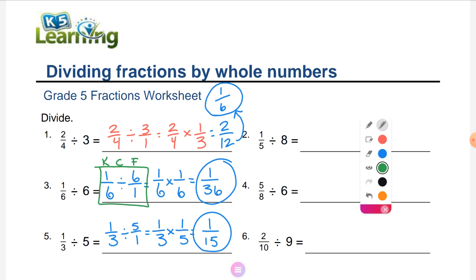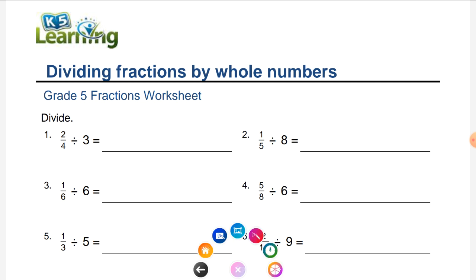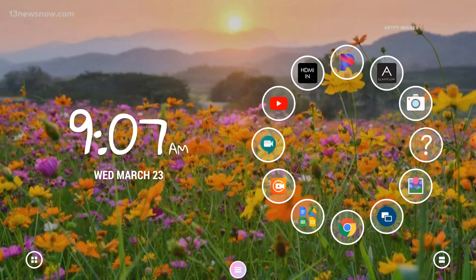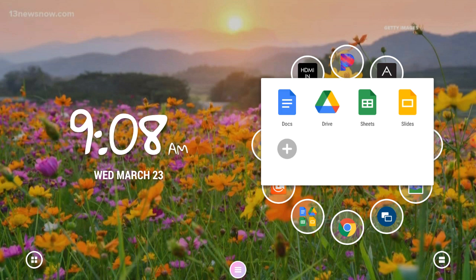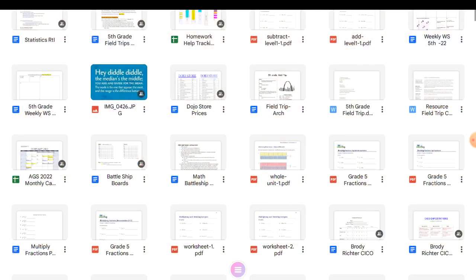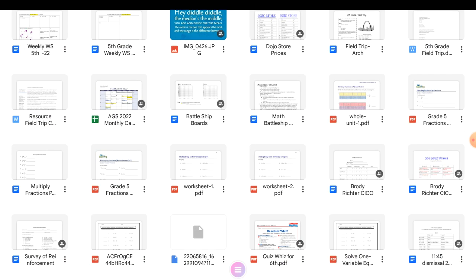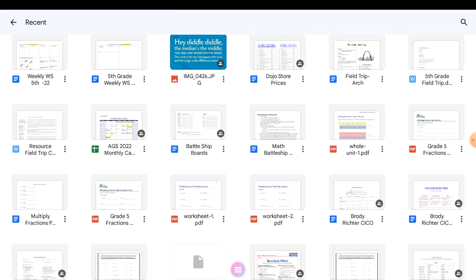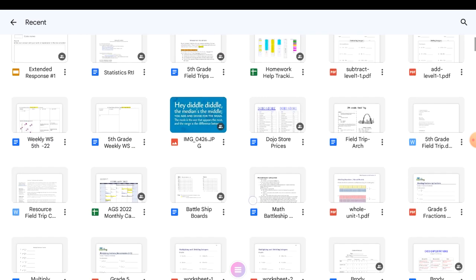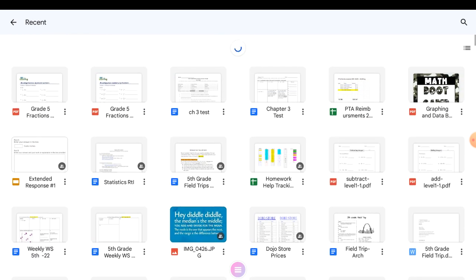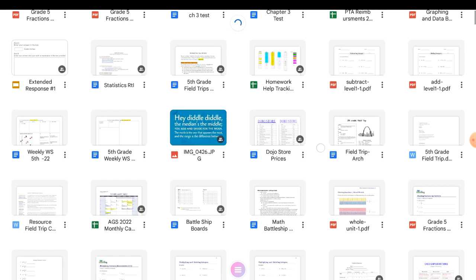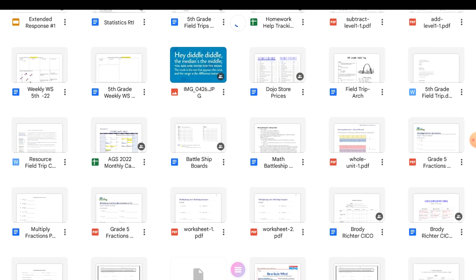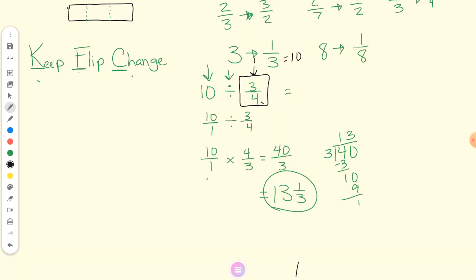Okay, why is the back side actually a little bit easier? They're already fractions. Yeah, so our first step is kind of already done for us. I already have a fraction divided by a fraction. Let me find it real quick. I might just pull it up on the whiteboard. Okay, I'll just pull it up here.